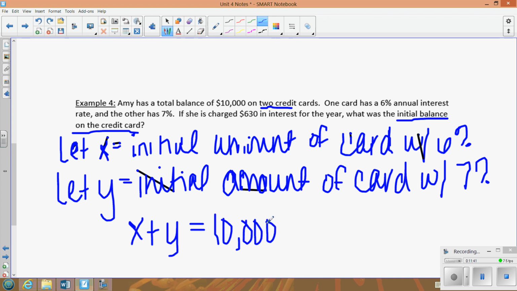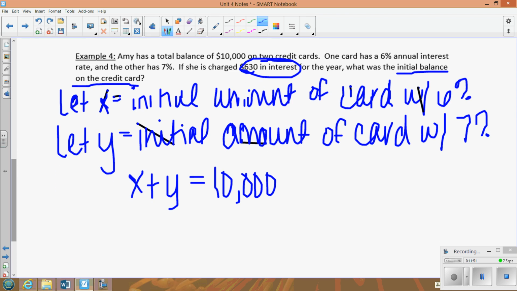So then it says she's charged with $630 interest. So on top of that balance of $10,000, she's charged with $630 in interest, which means we have to consider the 6% and the 7% interest on each card to get the $630.